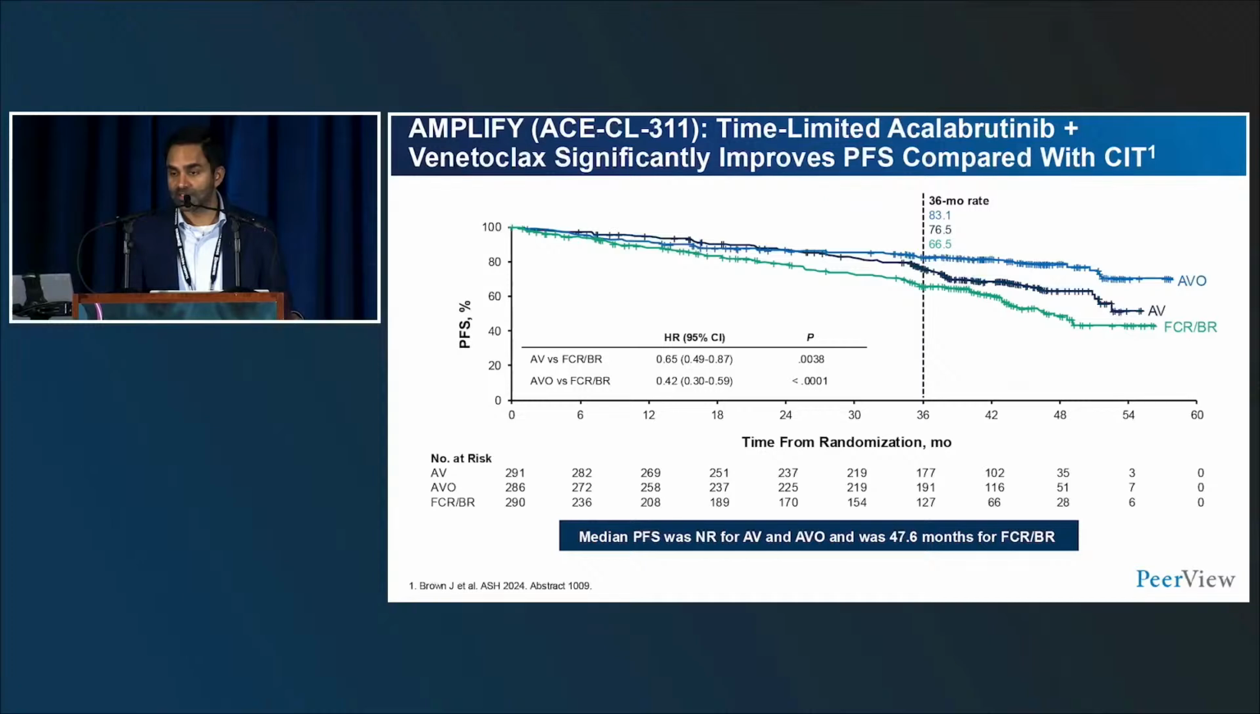And what we see here is that both AV-containing arms performed with better efficacy, a superior 36-month progression-free survival compared to the chemoimmunotherapy arm. Now, I'll point out that the study was not powered to look at the difference between AVO and AV, although numerically we see here higher progression-free survival for AVO compared to AV.